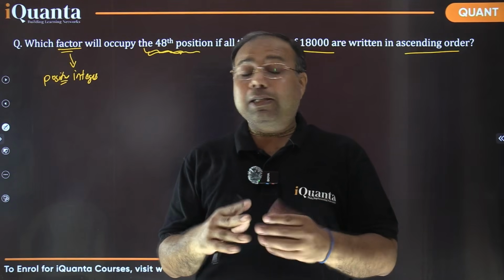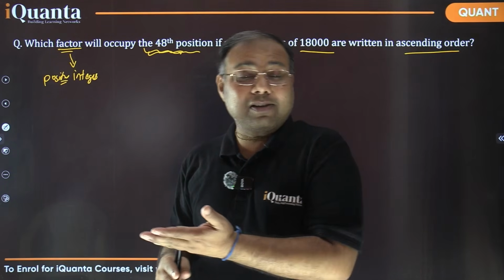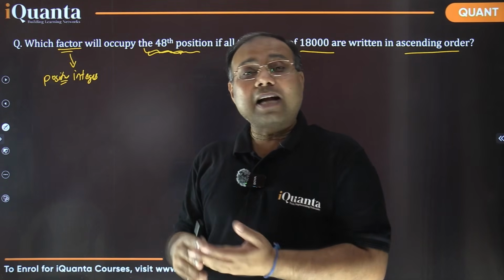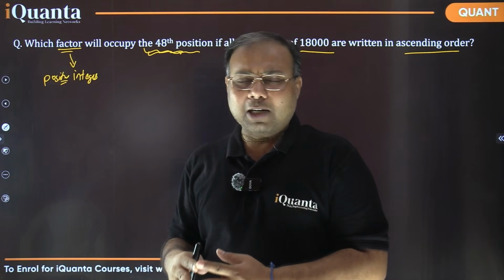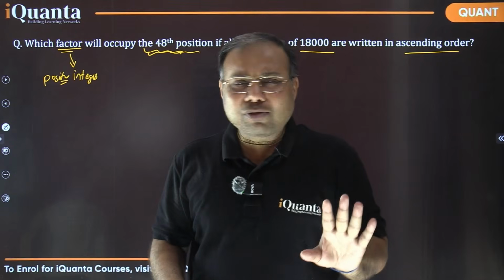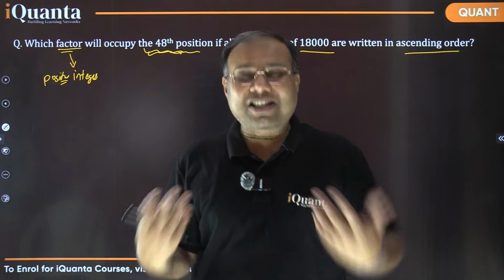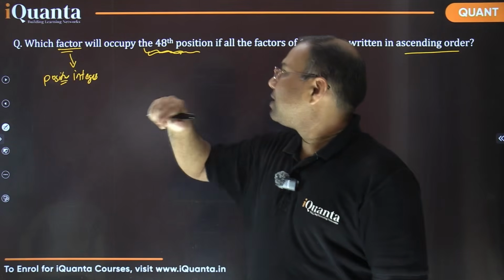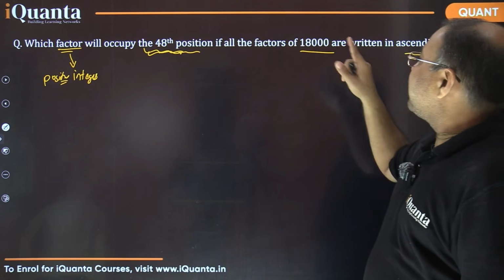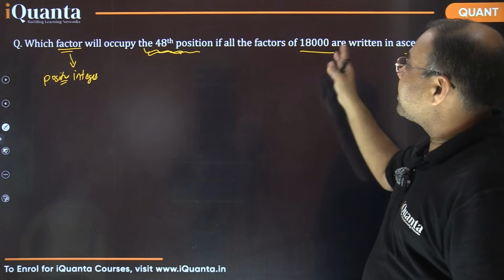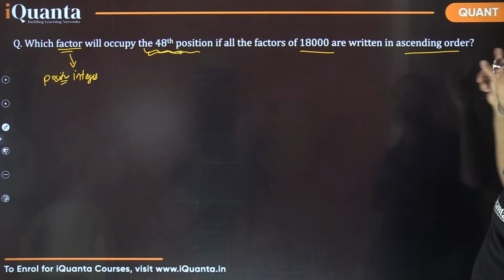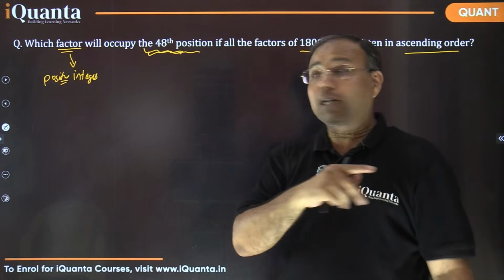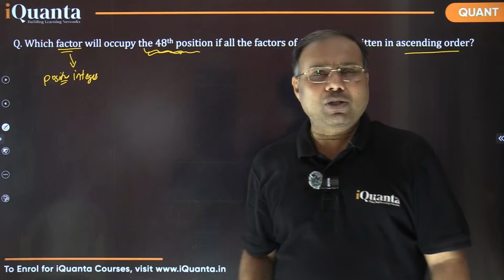Otherwise it couldn't be said which integers a number is divisible by. In that case negative integers would also be considered. So here we should not be confused by negatives, and of course not by fractions either. We are talking about the positive integer factors which divide this number completely, and when they are written in ascending order, that means in increasing order, which number will come at the 48th position?